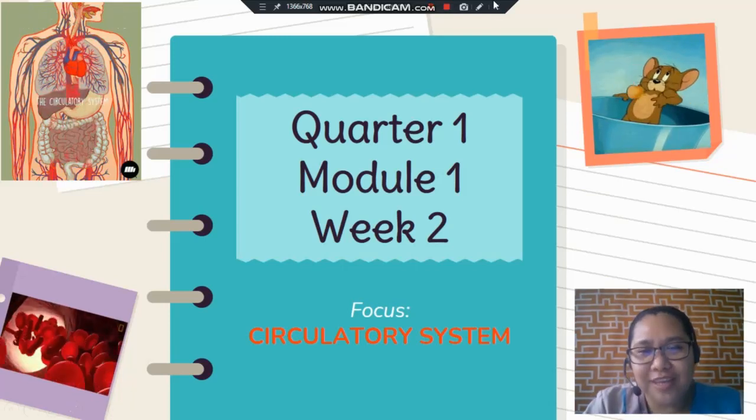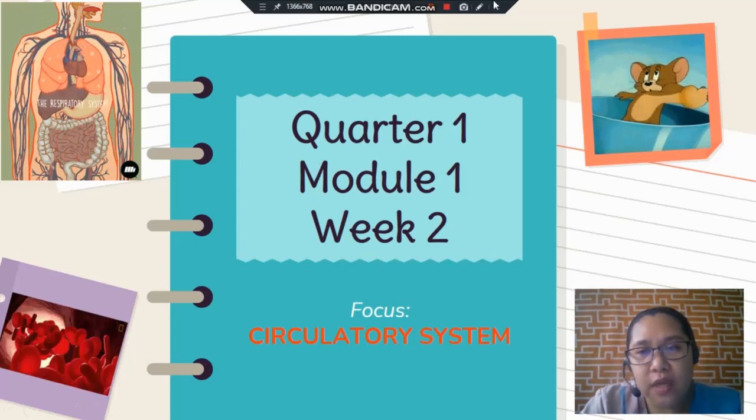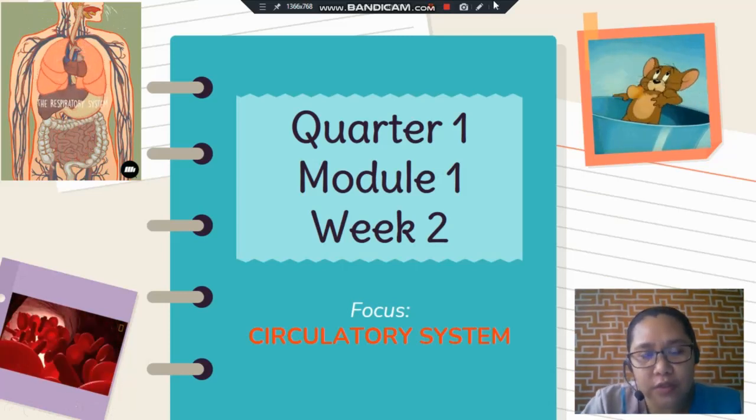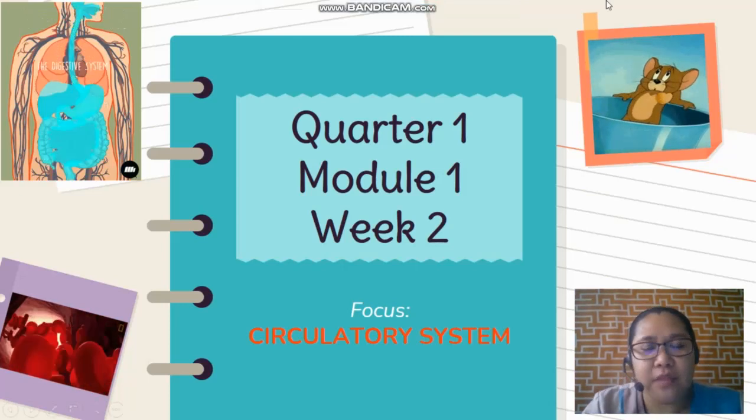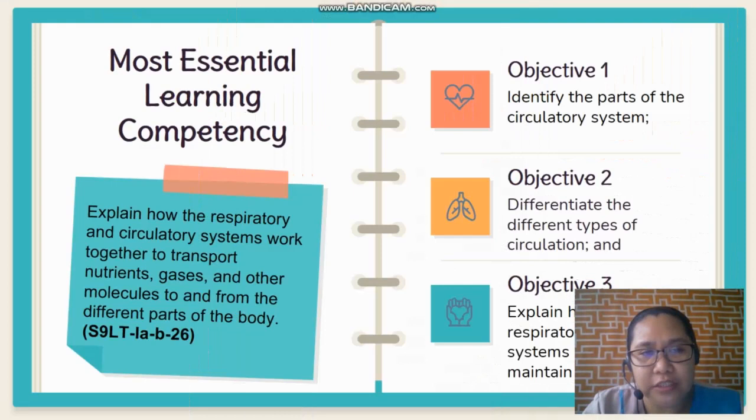Good afternoon, grade 9 students, and welcome to our Quarter 1, Module 1, Week 2 discussion with a focus on the circulatory system. So first off, let us identify our most essential learning competency, which is to explain how the respiratory and the circulatory systems work together to transport nutrients, gases, and other molecules to and from the different parts of the body. We have three objectives.